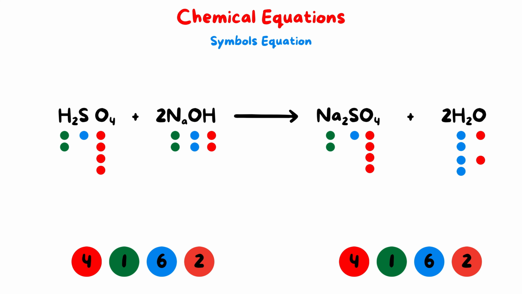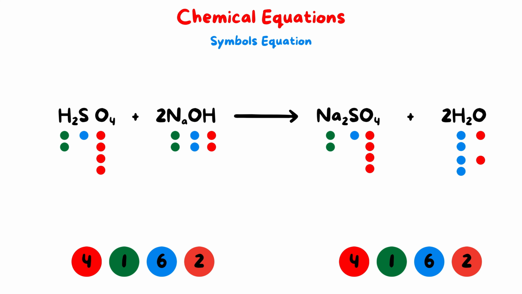If we count the atoms, we see that we have 3 hydrogen atoms, 1 sulfur atom, 5 oxygen atoms, and 1 sodium atom on the left side. On the right side, we have 2 hydrogen atoms, 1 sulfur atom, 5 oxygen atoms, and 2 sodium atoms. Clearly, the sodium atoms are not balanced. A good strategy when balancing equations is to start with the elements that appear the fewest number of times. In this case, sulfur appears only once on each side and is already balanced. So we focus on sodium next.